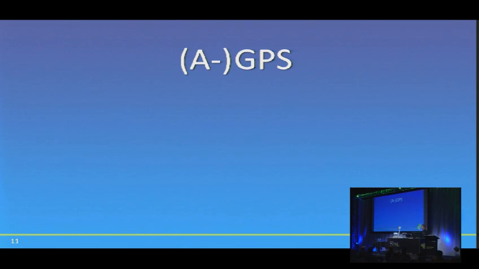So what this does is it gets all the ephemeral data downloaded from the network. So it'll pull that from Telecom or Vodafone or whoever you're with so that it can get a fast start. And it's a lot cheaper to do that.